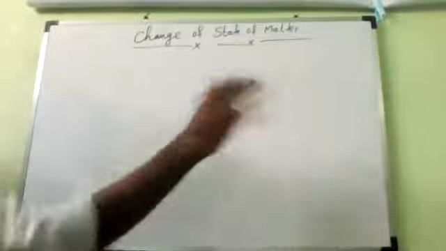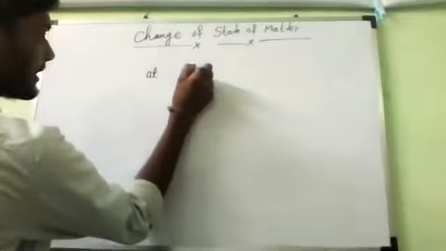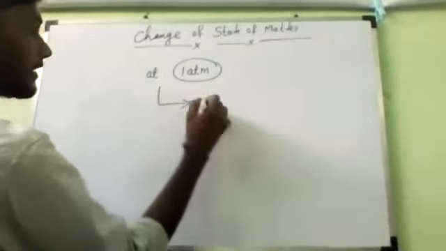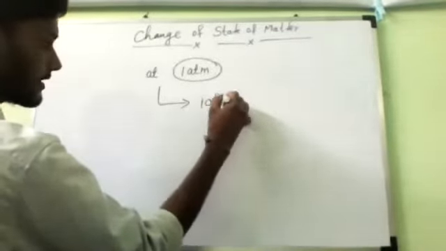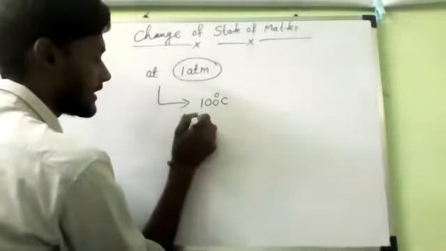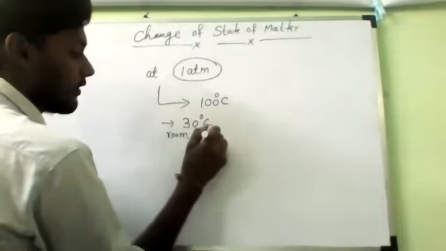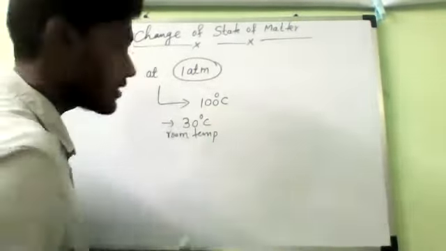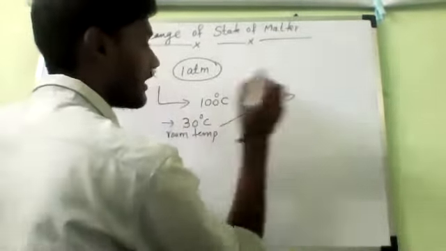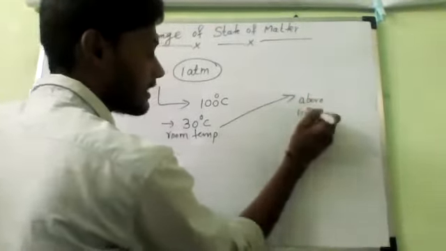We have to start burning something, understanding that 1 atm means normal pressure. So we have to heat water up to what temperature? 100 degrees Celsius. Let me consider room temperature as 30 degrees Celsius. If I ask you to produce steam, you need to increase the temperature, till 100 and above 100 degrees Celsius.